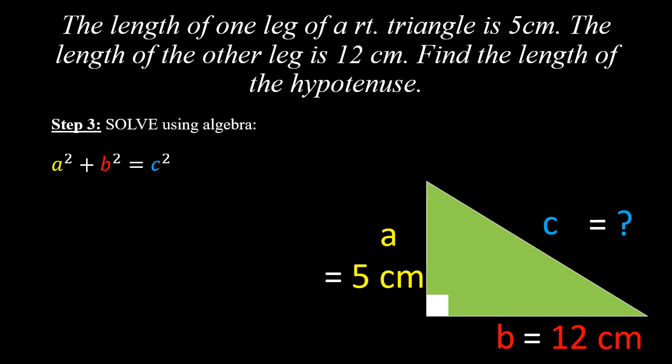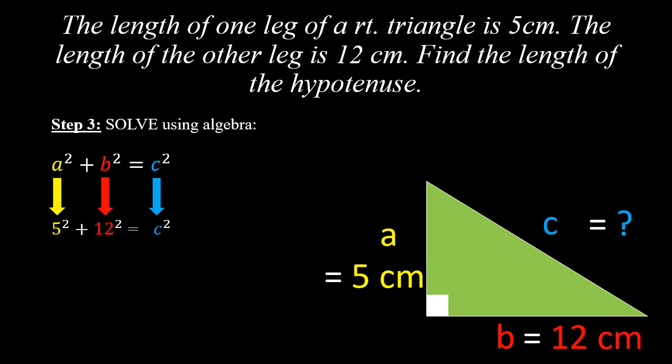Okay guys, so now we can move into the solving phase of our word problem, step 3, right? As we said on the previous slide, all we did was substitute into our Pythagorean theorem, a squared plus b squared equals c squared. We knew that a was 5, b was 12, and c was our unknown, so we left it c. So now we are going to solve this algebraically. We have 5 squared plus 12 squared equals c squared.